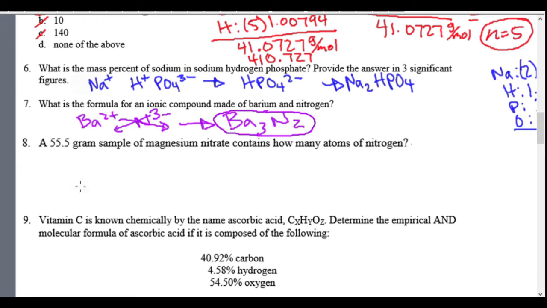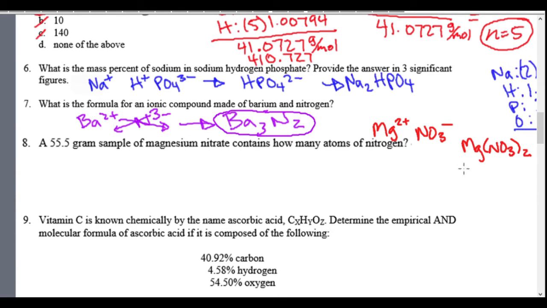So back to this. Alright. So we have a 55.5 gram sample of magnesium nitrate. How many atoms of nitrogen are within this? So first thing we need to do is turn this into something useful. So magnesium nitrate, that's going to be Mg2+, and then nitrate is NO3-. So that's going to give us the formula of MgNO3, right? Swapping charges.